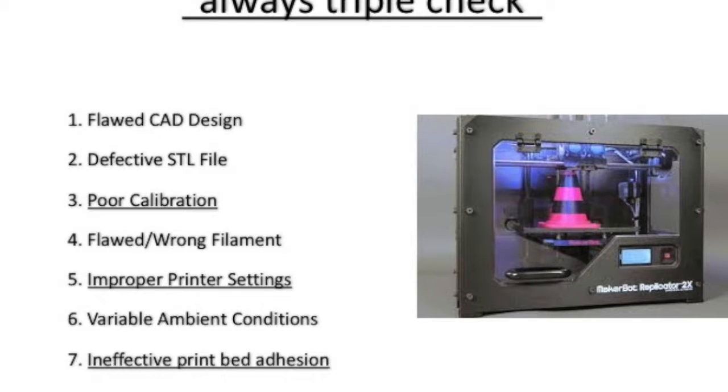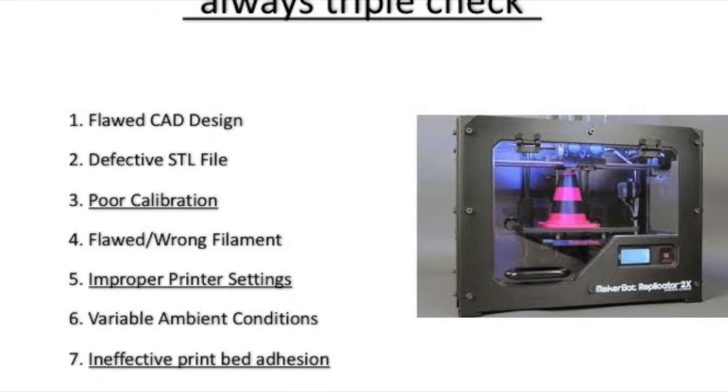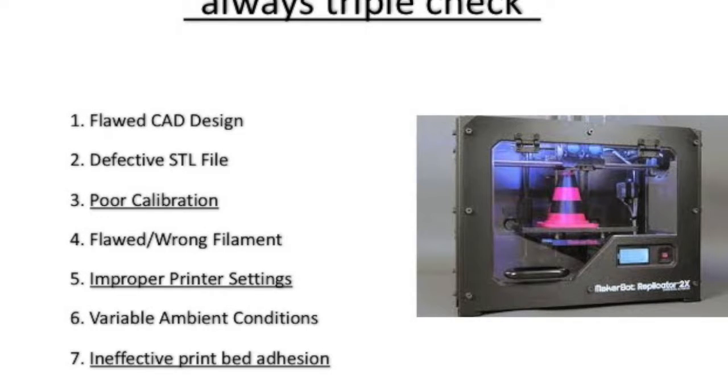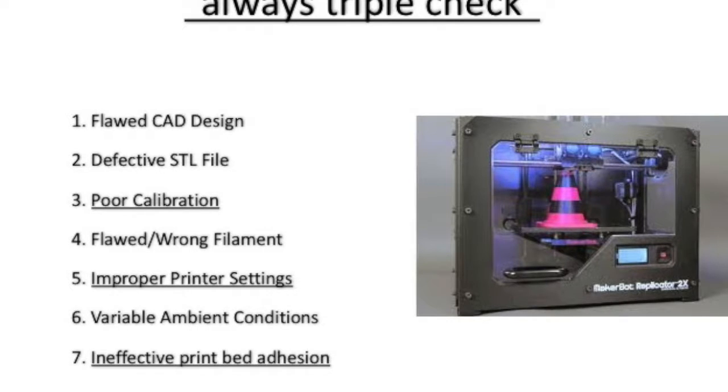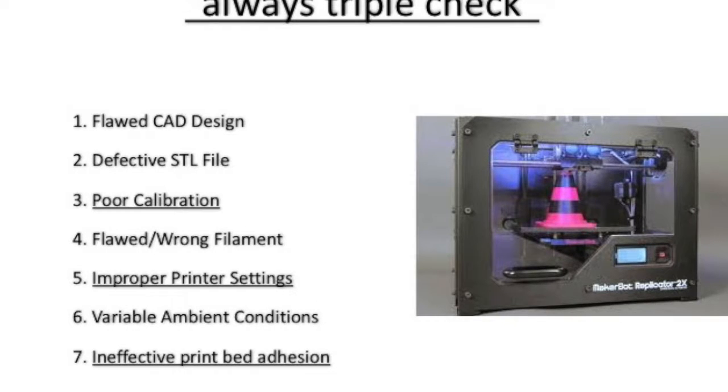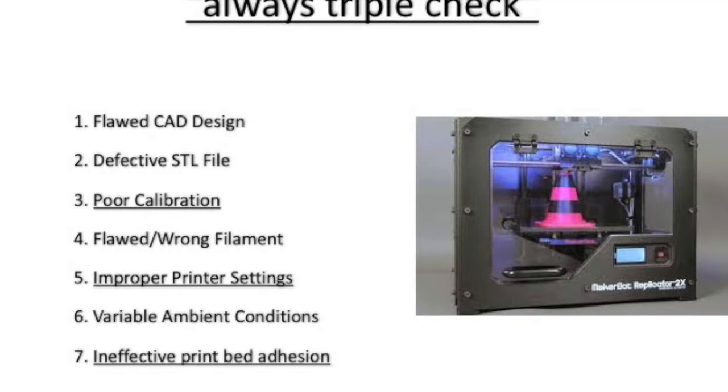The first thing that we can always double check is that our CAD design or our STL file is not flawed or defective. So those are the key components. We start with our design first. Number 3, which I've underlined because it is very important, we want to make sure we have the proper calibration. If we have poor calibration, this can cause a problem with the ultimate print when it actually happens.